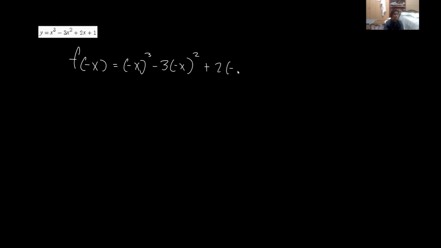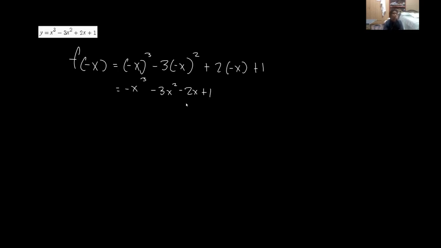Next. How about this one? This one is long but still worth it. Let's substitute negative x. So we will have negative x cubed minus 3 times negative x squared plus 2 times negative x plus 1. So we will have negative x cubed plus, no, sorry, it's not plus, it's still minus. So this is negative x cubed minus 3x squared minus 2x plus 1.